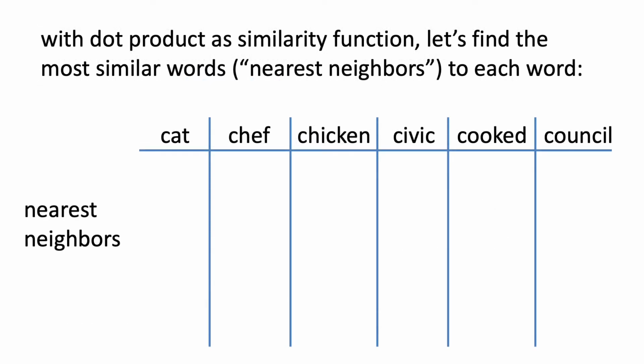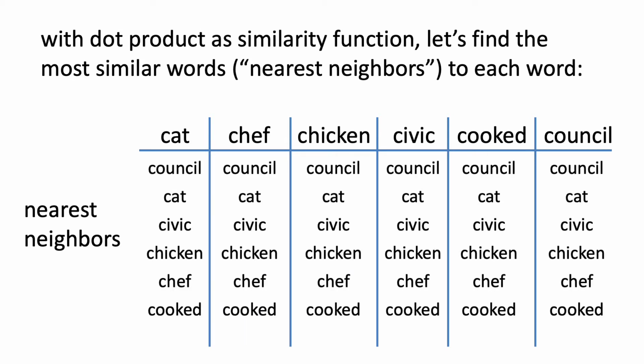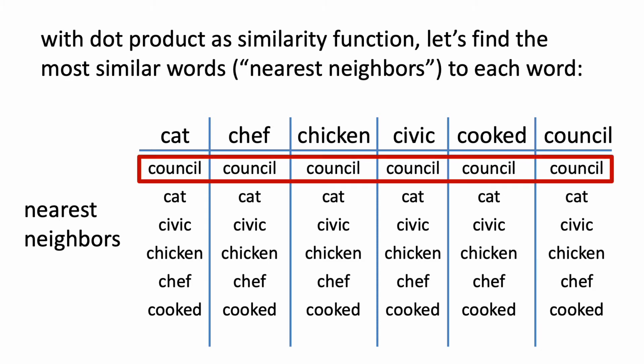Now that we have a way to compute the similarity of 2 vectors, we can compute the similarity between any pair of words in our vocabulary. For a given word, we can then rank the other words by similarity, and this is called computing the nearest neighbors of each word. Unfortunately, these neighbors don't look very interesting. Council is always the most similar word.